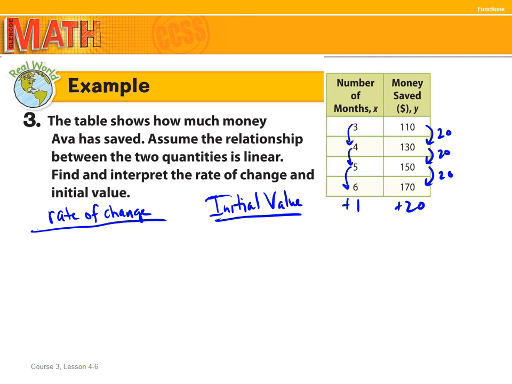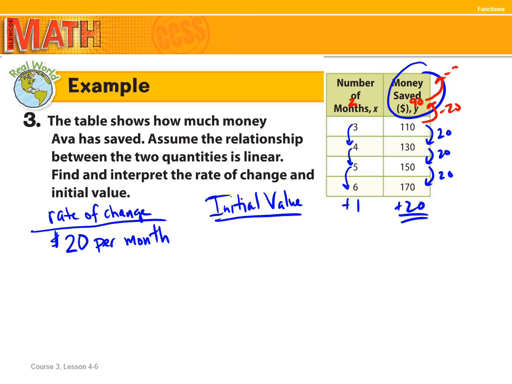So we can say the rate of change is money saved. Again, our y column, the 20 is the amount saved. $20 per month. Now, they want us to find the original or the initial value. A couple ways of doing this. I'm at 3 months there. I can reverse. Subtract 20, which will give me 90, and that's at month 2.